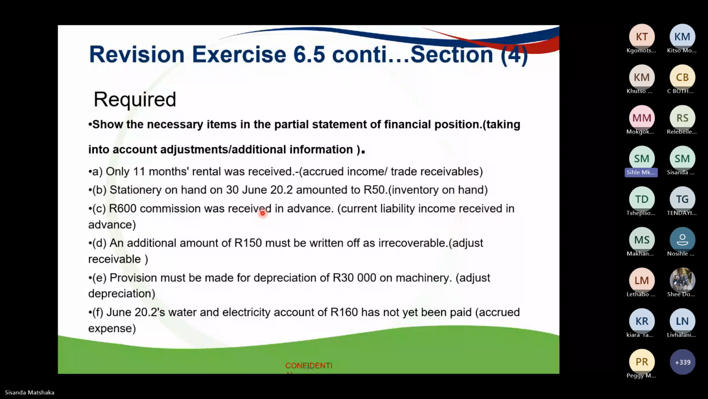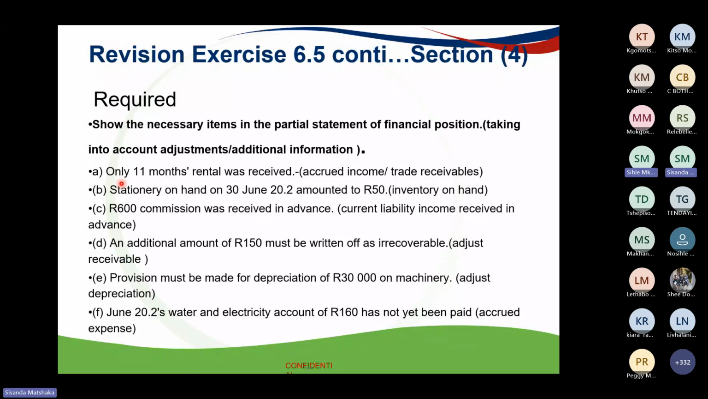So from this slide, colleagues, basically it's just a recap of what Sandra as well as the other colleagues that have presented for the adjustments that were done. But the required on this information, especially for section 4, we are required to prepare an extract of the statement of financial position, taking into account the adjustments that are mentioned in the question, which is in the additional information. I just wanted to run through all those items so that when we are on the solution, we are all together.